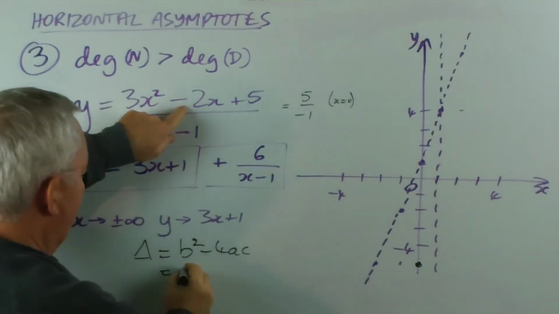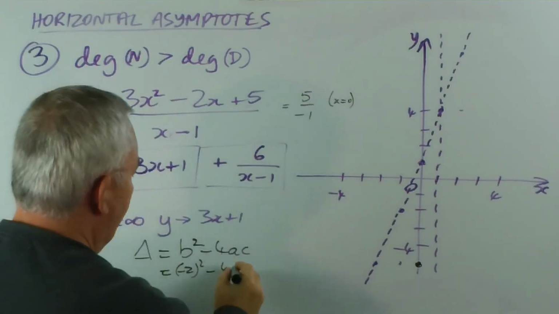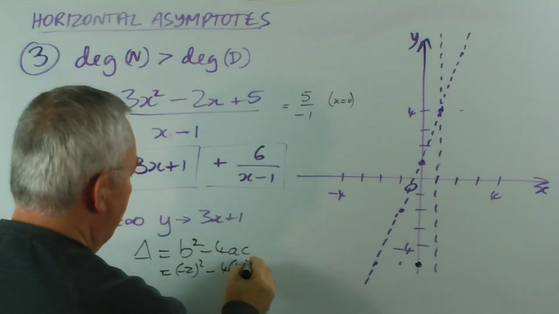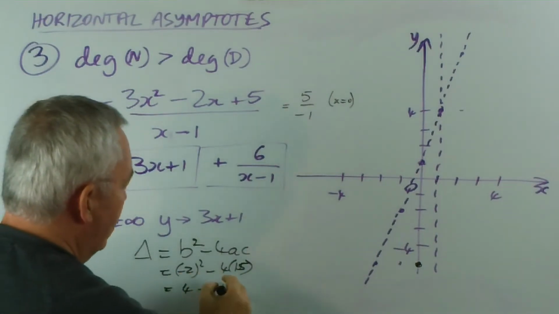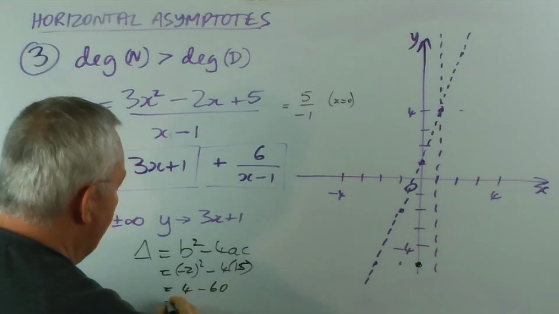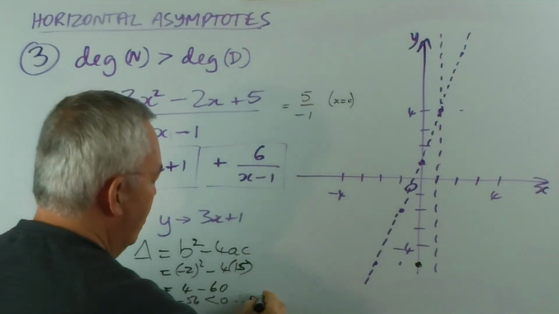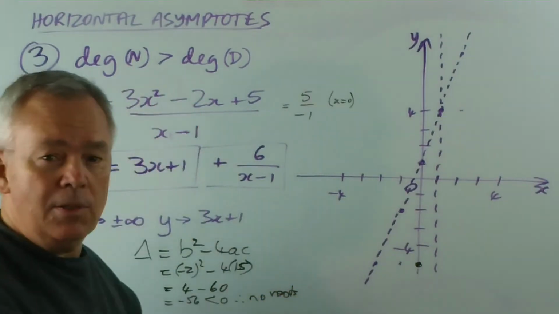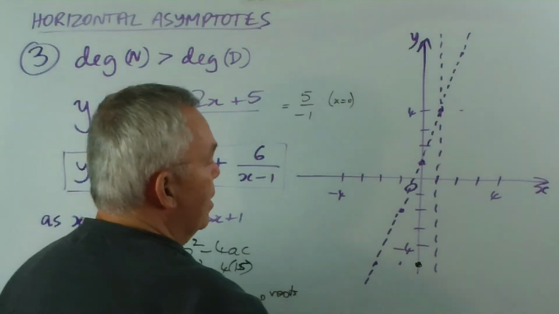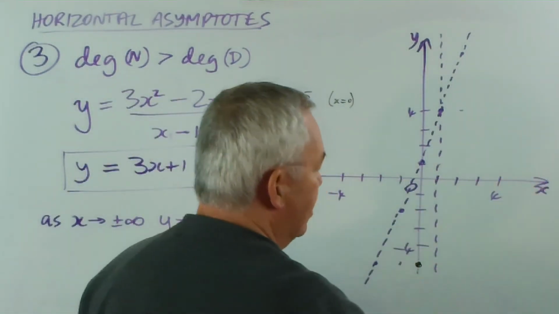B squared is going to be minus 2 squared. A times c is 3 5s are 15. I'm scribbling this a little bit. Minus 2 squared is 4. 4 15s are 60. This is negative. Right, it's less than 0, therefore no roots. So there are no zeros. So in other words, the curve does not cut the horizontal axis at all.